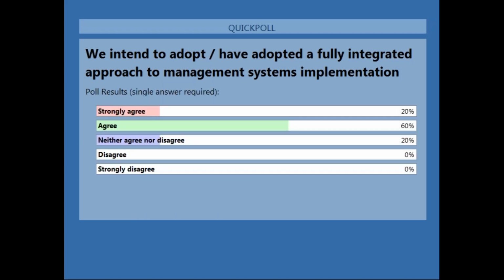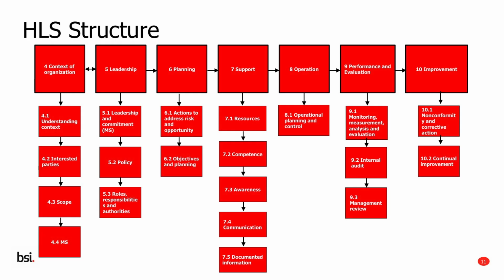So we have some very interesting results here. Those of you who said that you strongly agreed, that's 20%. Those of you who said you agreed, that's 60%. And those of you who said you neither agree nor disagree, it's 20% as well. For those of you who disagree or strongly disagree, there's no results for that. So I'm going to close that poll and back over to you then, Gordon.